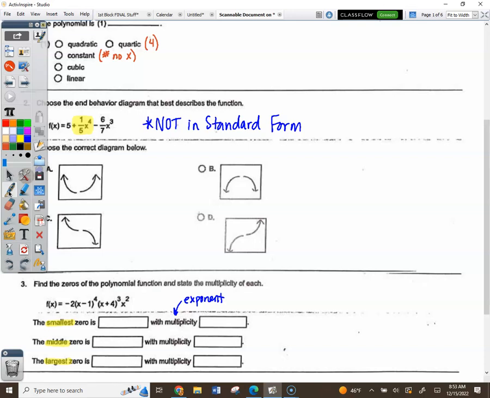Yeah, have you tried it yet? You didn't enter the numbers in the small, middle.